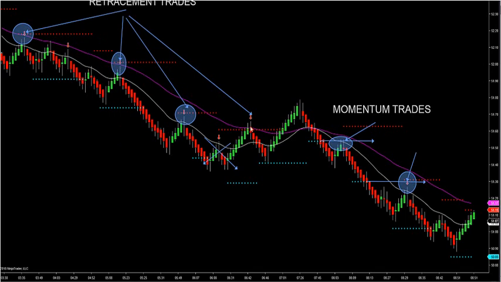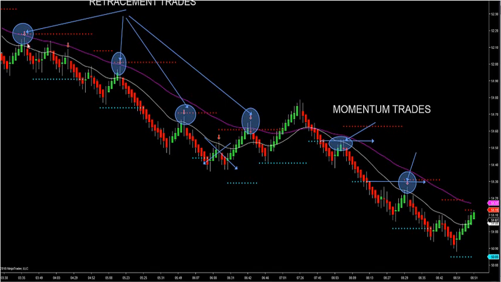I don't care about wicks. That's for novice traders. Novice traders look at highs and lows. I do not. I look at the body of the candle. Body candle straddles, another sell signal. Here we go. Comes up to retracement within two ticks of symmetry. I get the arrow, another one.